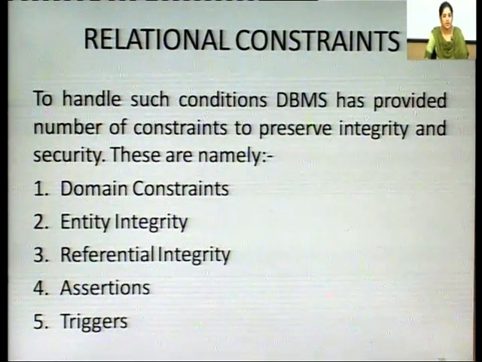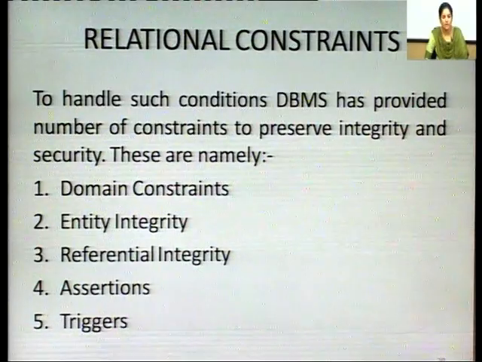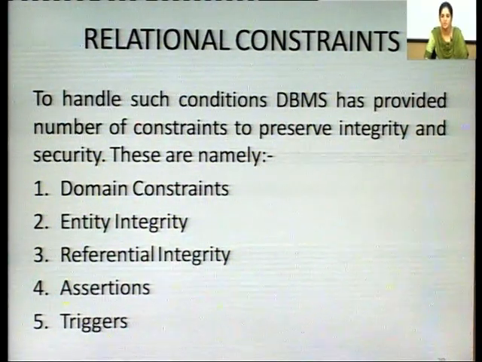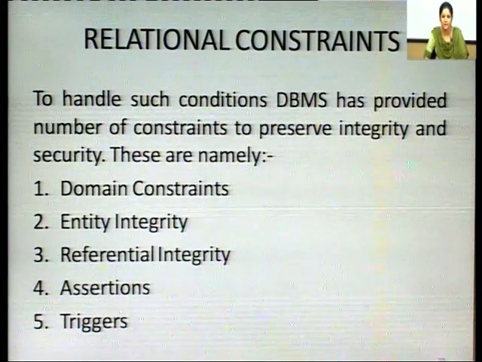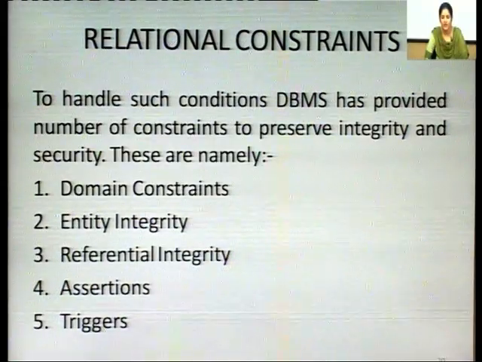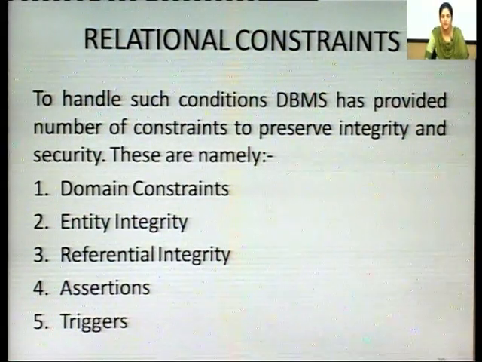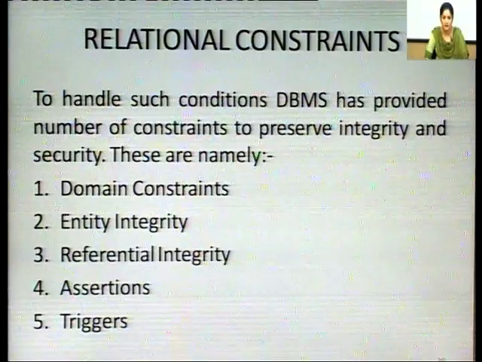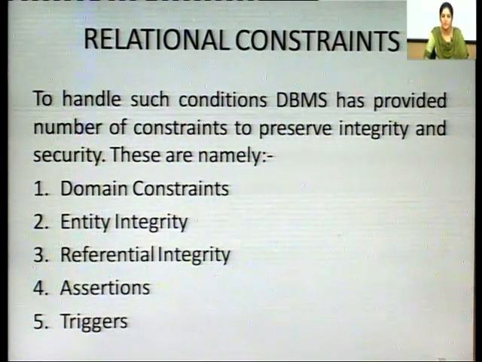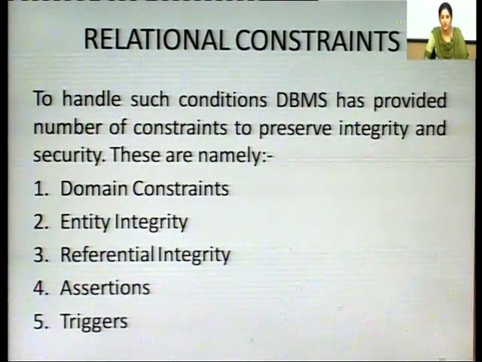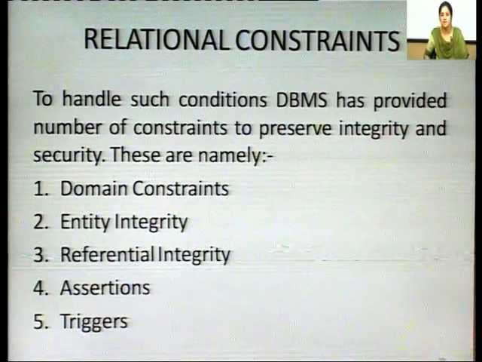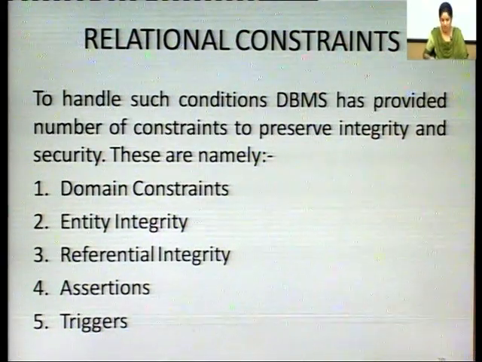To handle such conditions like protection of your database, the DBMS has provided a number of constraints to preserve integrity and security. These constraints are namely domain constraints, entity integrity, referential integrity, assertions and triggers. By applying these constraints on your database, the user can protect the database with respect to integrity and security.